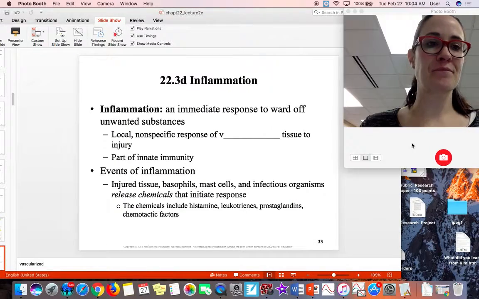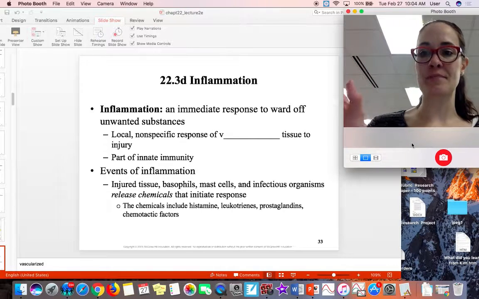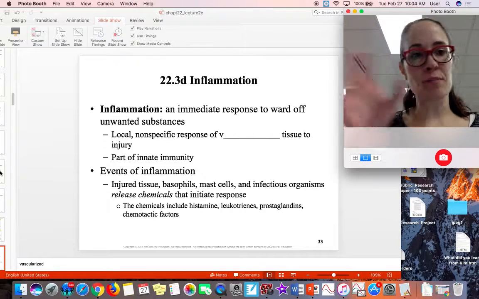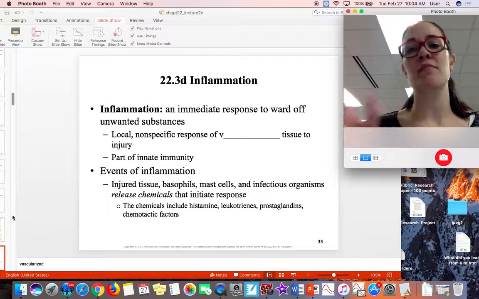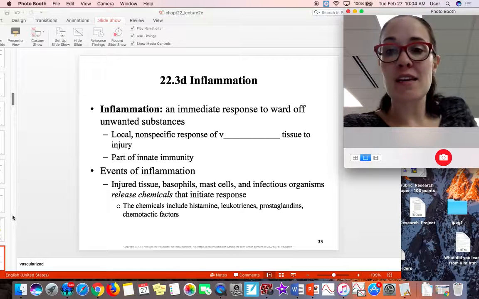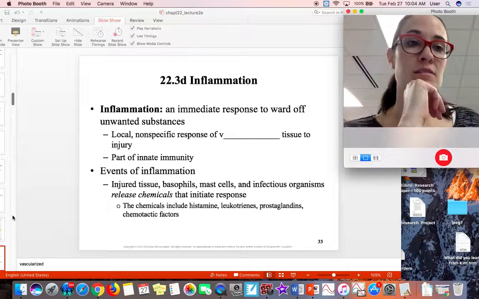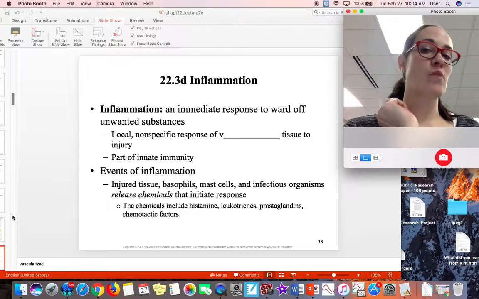Another non-specific thing, that's cells, that's specific proteins that can help in the innate immune system. Next, we're going to talk about physiological processes. The first is inflammation. Inflammation is an immediate response to ward off unwanted substances.